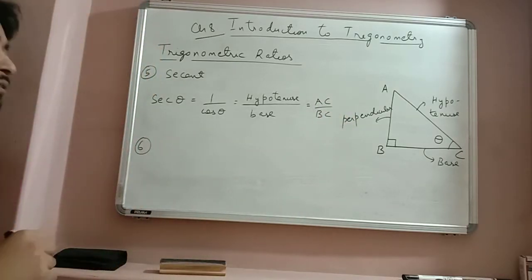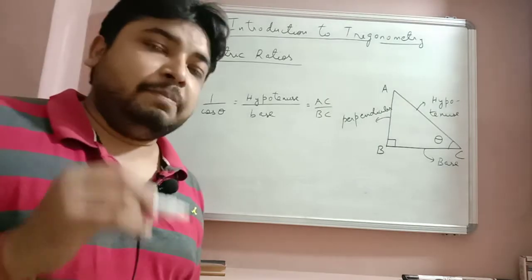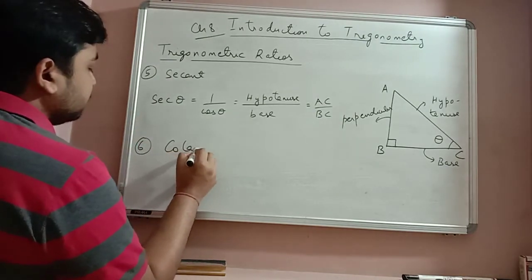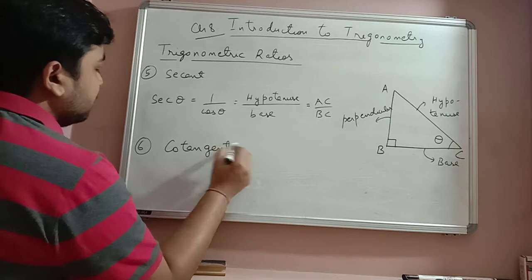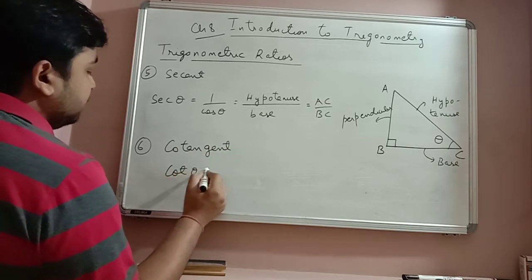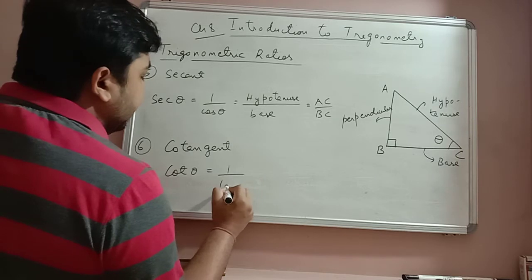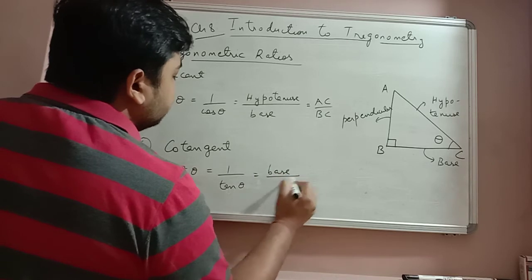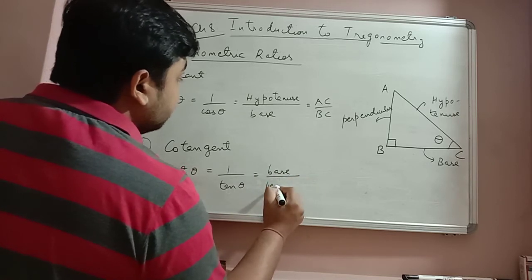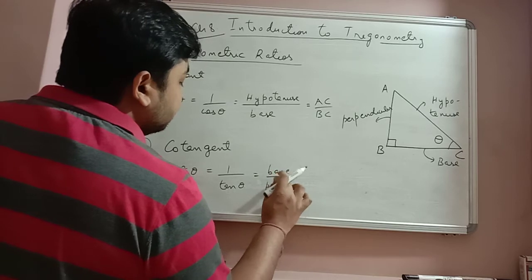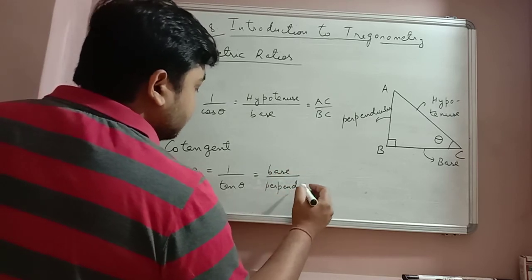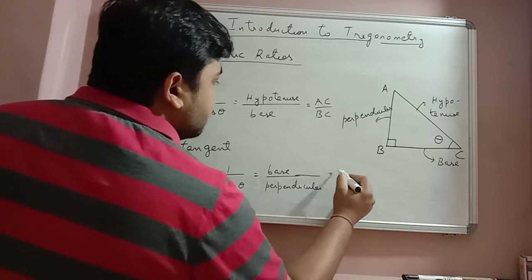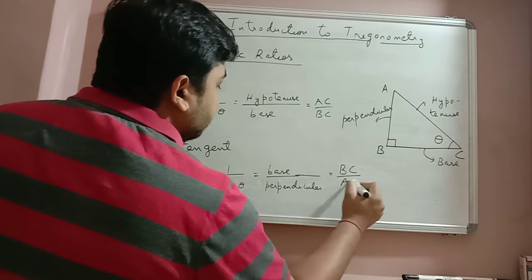And the last ratio is the reciprocal of the tangent ratio, that is the cotangent ratio, abbreviated as cot theta, which will be equal to 1 by tan theta, which equals base upon perpendicular. So base upon perpendicular will be BC upon AB.